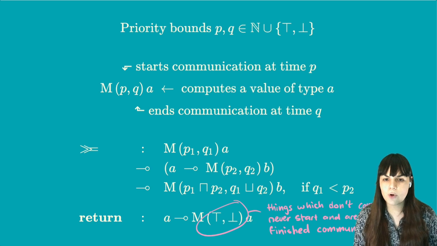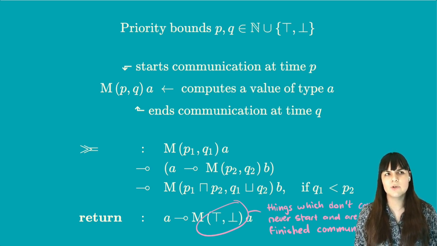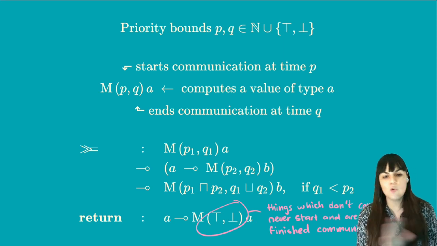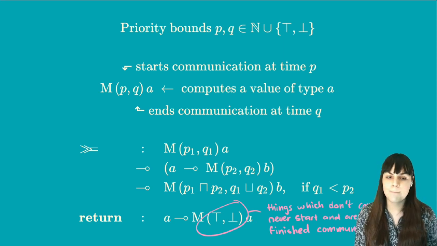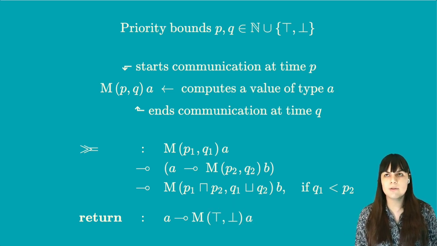So a pure computation gets embedded into a communication action. Sorry, did I say communication? A pure computation gets embedded in a communication action with top and bottom, which means that it never starts communicating because it starts at top, and it's already finished because it's finished at bottom. So that altogether is the communication monad.